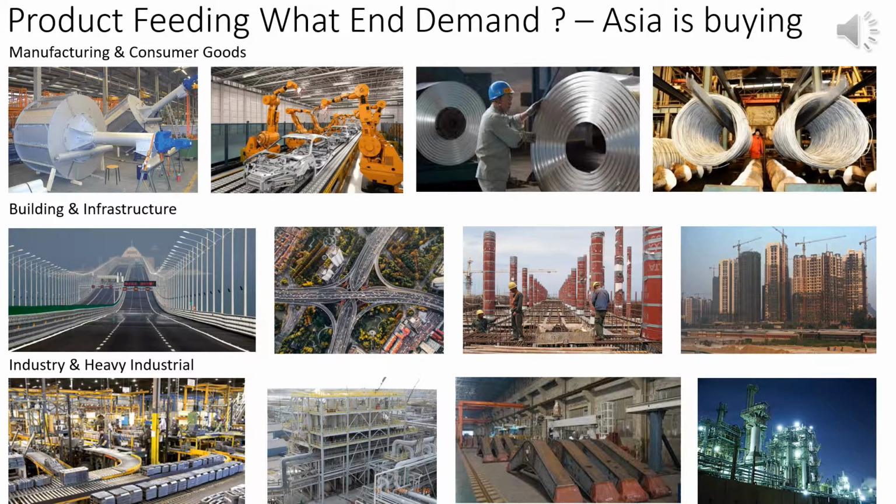So the steel products produced typically feed what demand? The graphics depict the primary economic activities demanding the consumption of steel and therefore iron ore: manufacturing and consumer goods, building and infrastructure, light industry and heavy industrial.